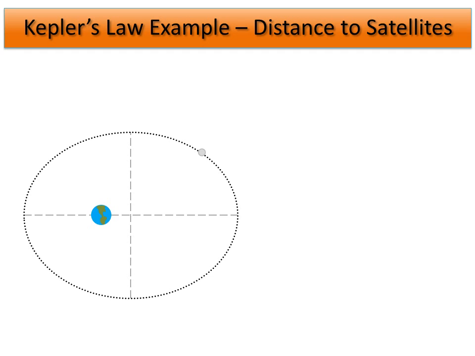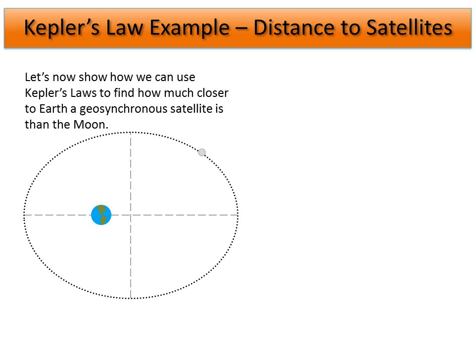As we conclude our look at universal gravity and Kepler's laws, we're going to do one last example. The example we're going to look at is distance to satellites, and we're going to use the moon to base our calculations. The particular satellites that we're going to look at are what's called geosynchronous satellites.